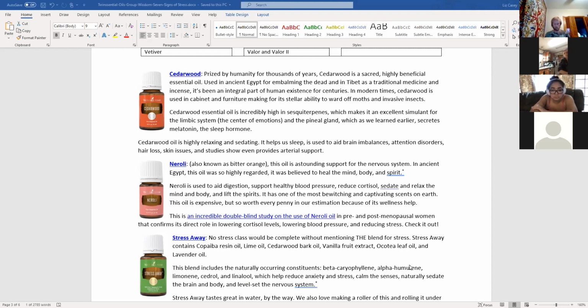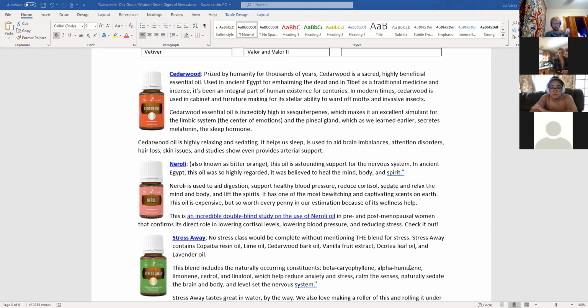So yeah, I've got a link to this study there, but it's also an aid for digestion. It supports healthy blood pressure, of course, reducing cortisol. It sedates and relaxes the mind and the body, and it lifts the spirits. And it is just such an amazing smelling oil. Highly recommend it. This one's great. I'm going to keep that with me always.